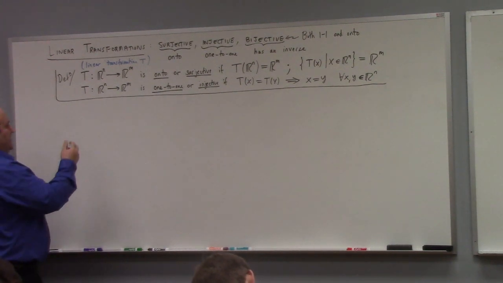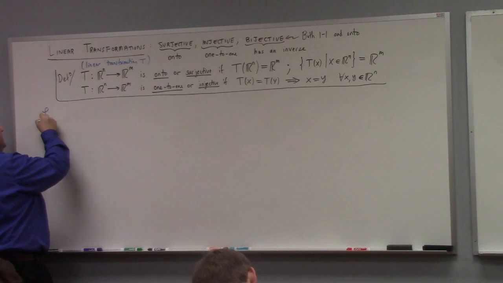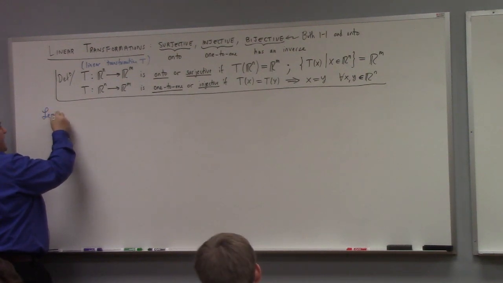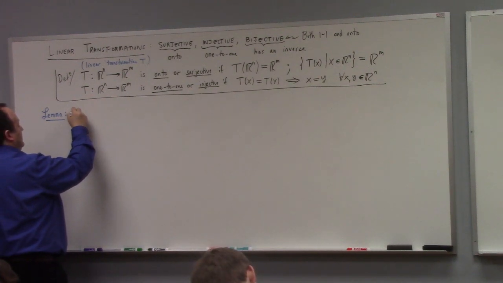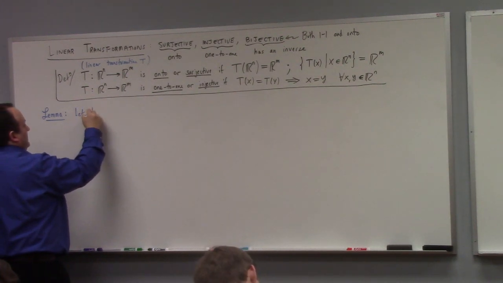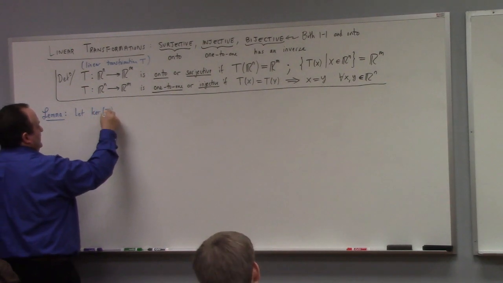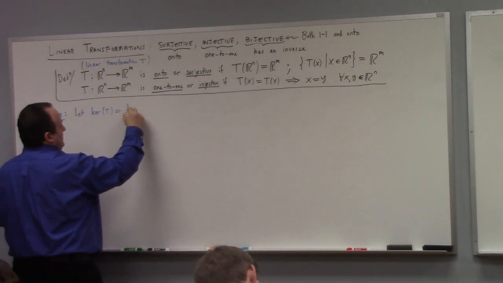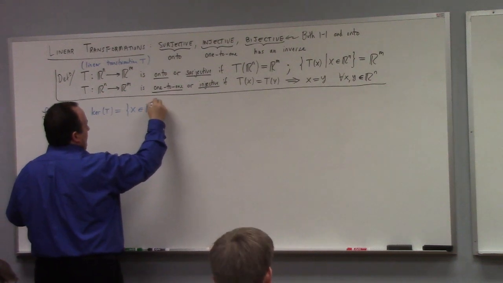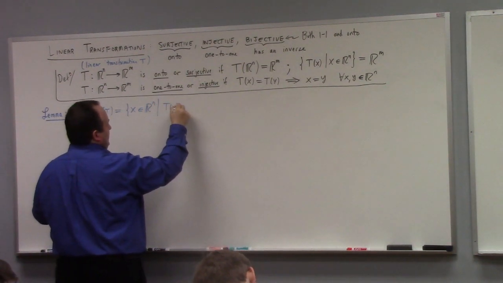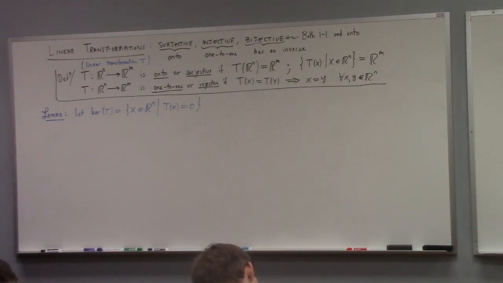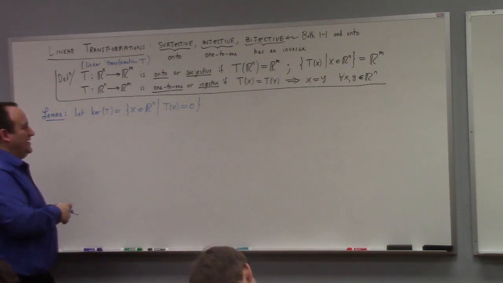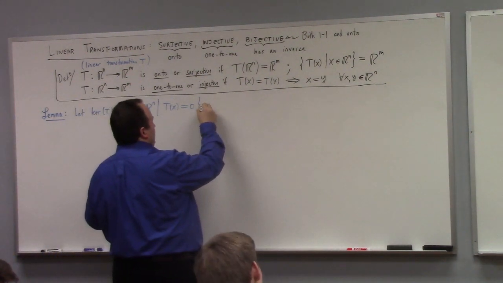But I probably should do one other abstract thing here, a lemma. The kernel of T, what's that? Well, that's the set of x in R^n such that T of x is equal to 0. That's the kernel of T. Let me not belabor the point here. This is the same as what?